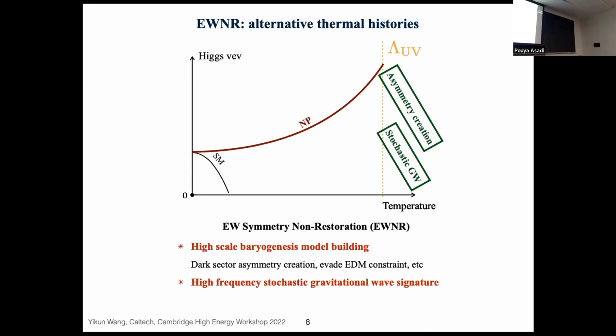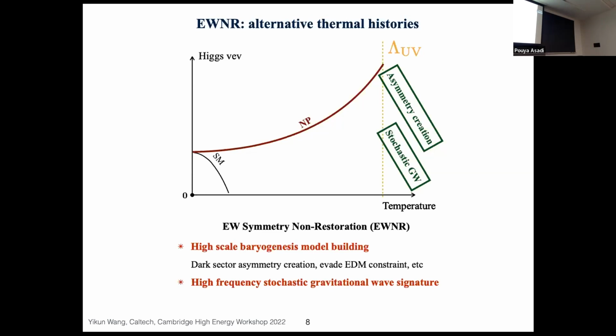From there down to the electroweak scale and even zero temperature, I have my electroweak symmetry always broken. So this is what I call electroweak symmetry non-restoration. And this is interesting. A very simple picture of thinking about it is that I delay my phase transition up to a very high scale. If I want to build a model for baryogenesis, it's still going to be electroweak baryogenesis because it's associated with electroweak symmetry, but not at the electroweak scale.